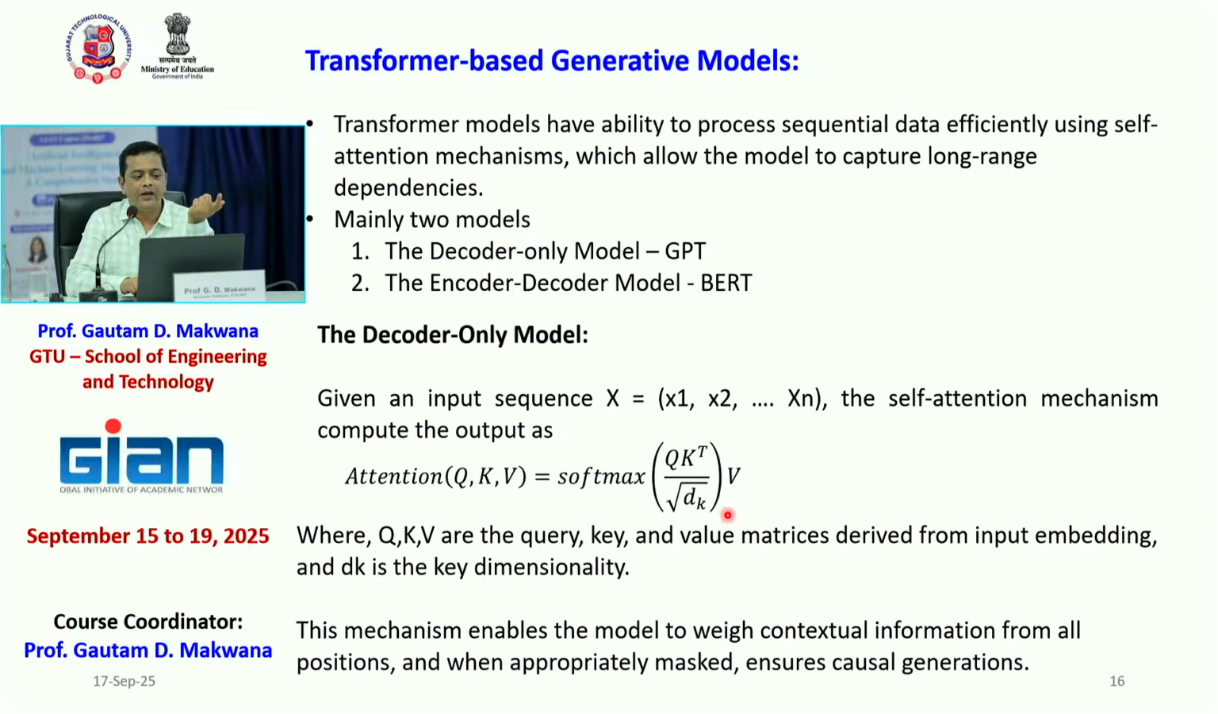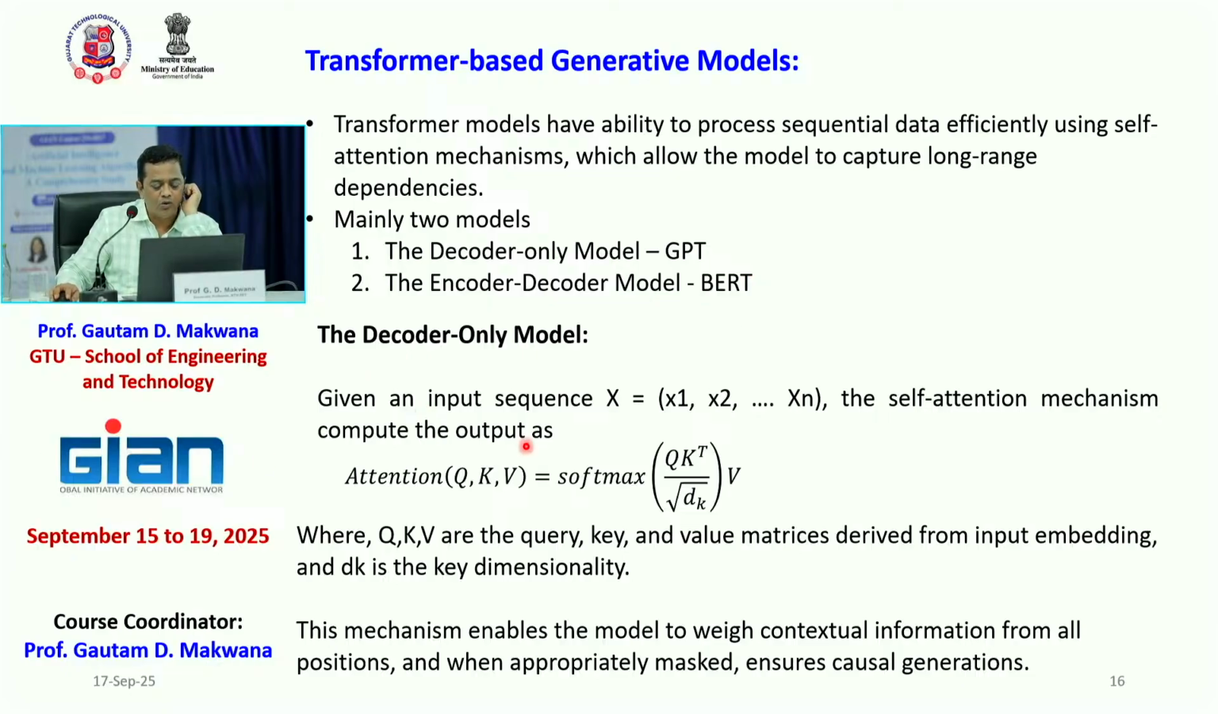Now, as you know, we discussed transformer-based generative models last time, yesterday, that is the large language models, transformer models. There are two kinds of transformer model. Transformer models have the ability to process sequential data efficiently using the self-attention mechanism, which allows the model to capture long-range dependency. Mainly two models: the decoder-only model that is used in GPT, and the encoder-decoder model that is used in the BERT large language model.